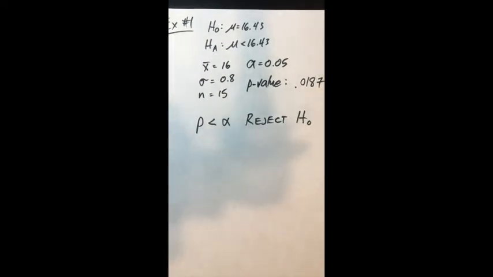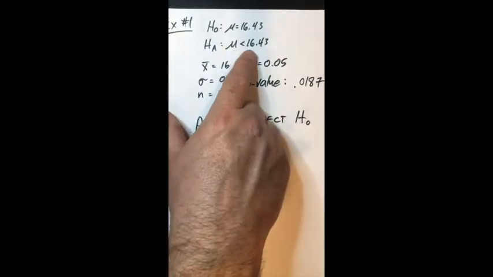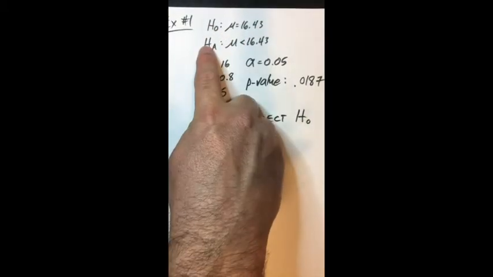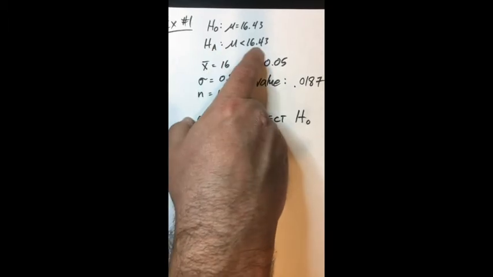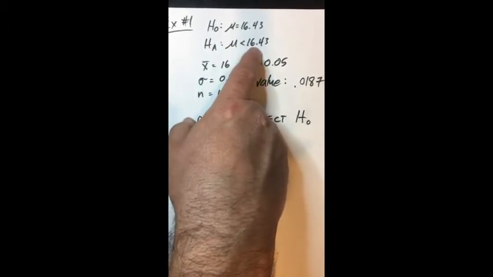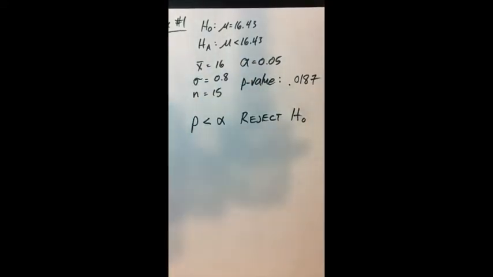So p-value is less than alpha, we reject. Now, remember that the original claim is that his mean is less than 16.43. If we reject the null, that means that the data is supporting this alternative hypothesis. And the alternative hypothesis is the claim in this case.